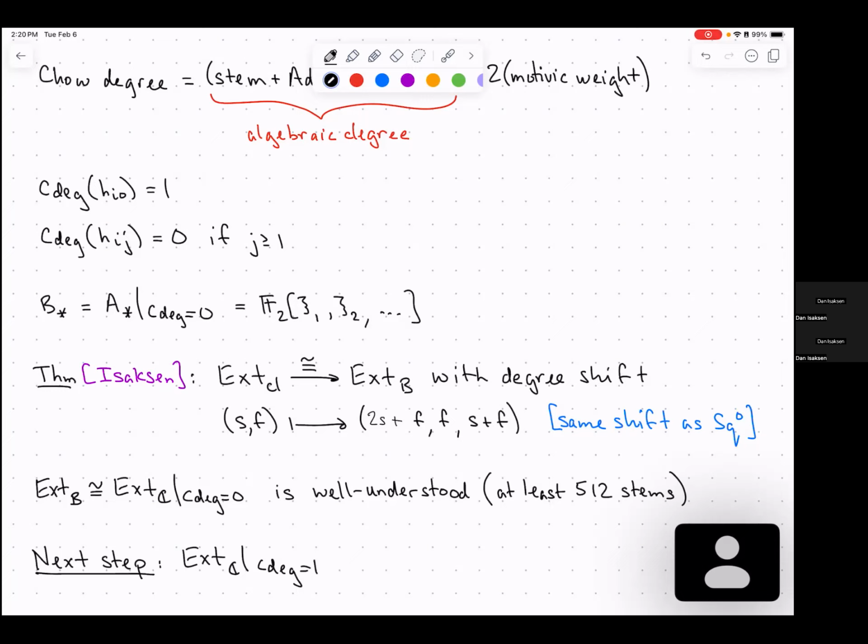Okay, and what I mean by completely understood, it's completely understood in terms of classical terms. If classical X is understood to say 256 steps, which is roughly the cutting edge for computer data, then this cohomology of B is understood at least to 512 steps. It's a little complicated because this thing doesn't really preserve steps, but it kind of roughly doubles things. So the point is that we have a tremendous amount of information about this Chow degree 0 part of the cohomology.